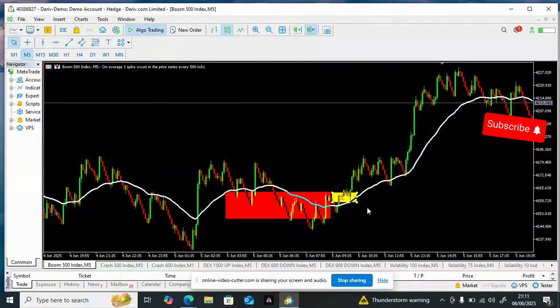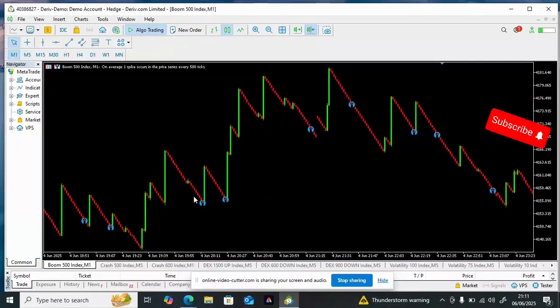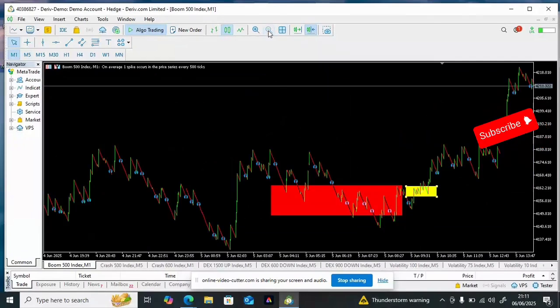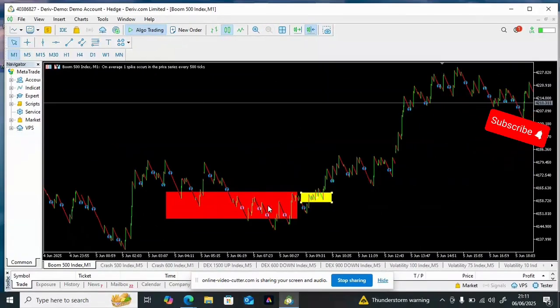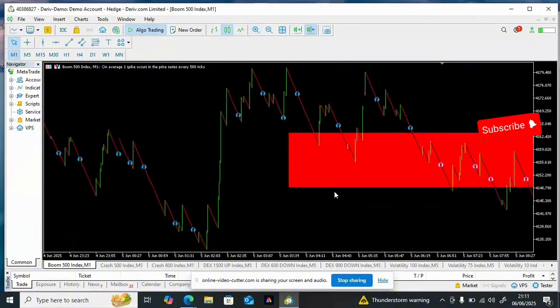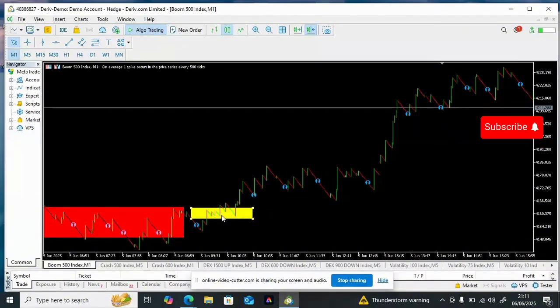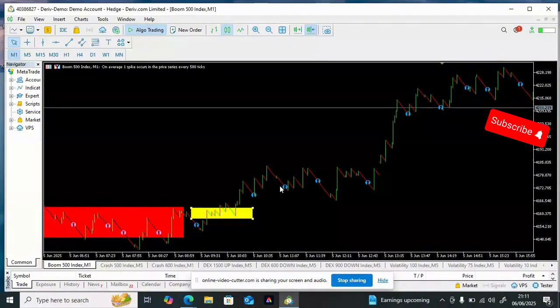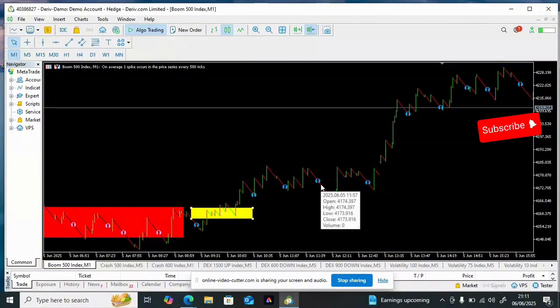So what do you do? You go back to M1. On M1 you have this spike detector. You zoom out. We need to focus on one point, guys. Focus. We got a crossover here on the yellow one on M5. So what do we do? When we see this spike detector showing, you take this buy, you take this buy, you take this buy, you take this buy.